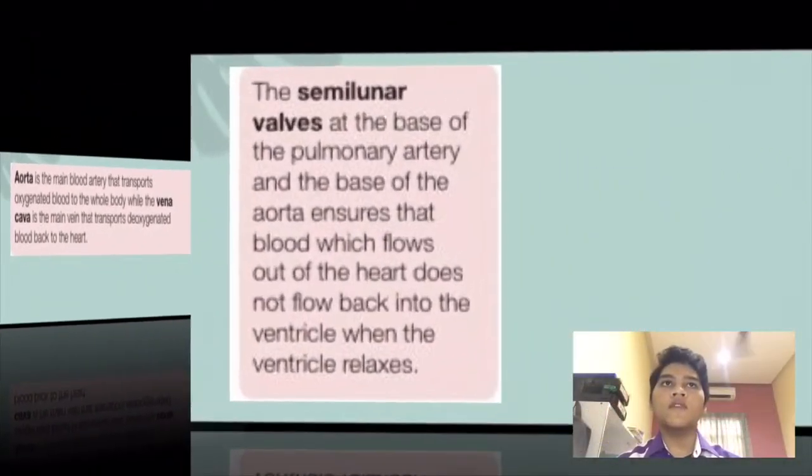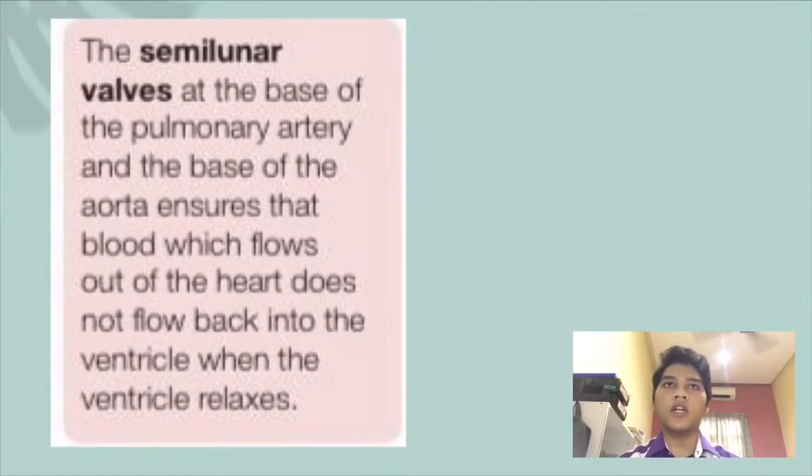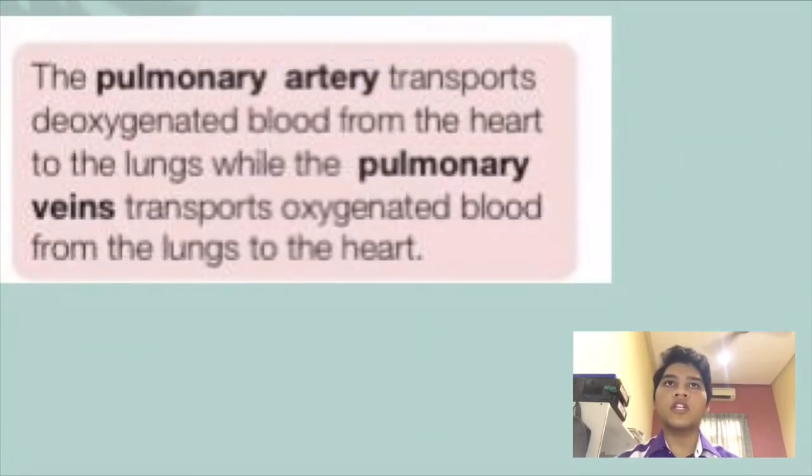The semilunar valves at the base of the pulmonary artery and the base of the aorta ensures that blood which flows out of the heart does not flow back into the ventricle when the ventricle relaxes. The pulmonary artery transports the oxygenated blood from the heart to the lungs, while the pulmonary veins transport oxygenated blood from the lungs to the heart.